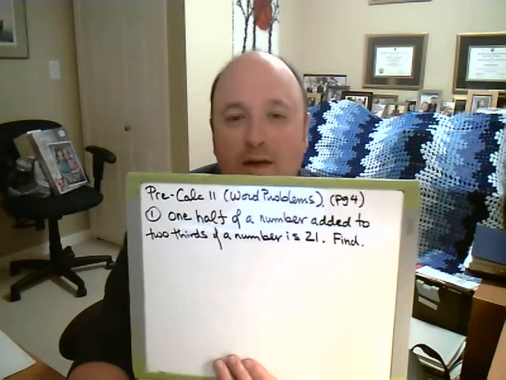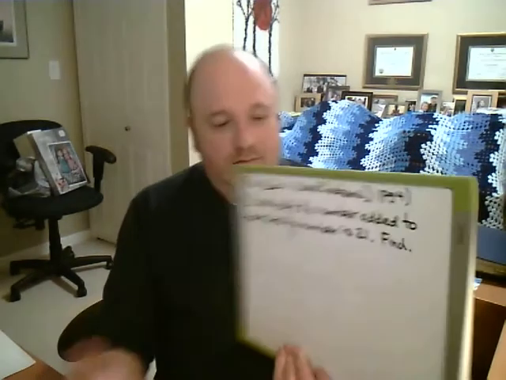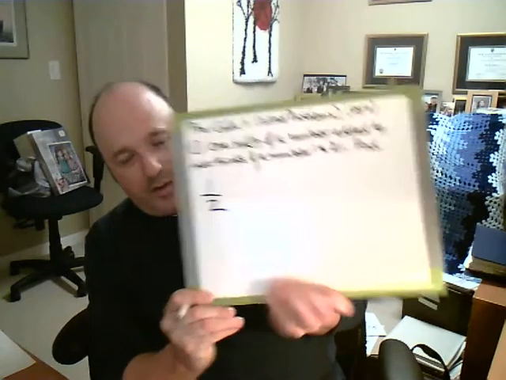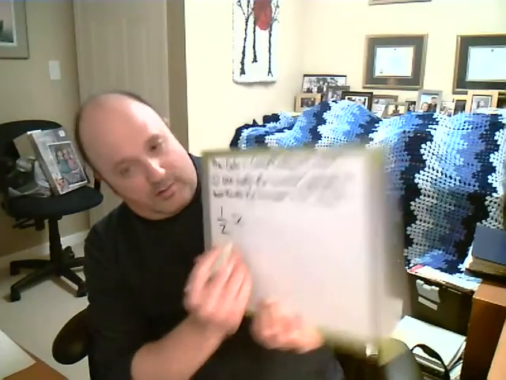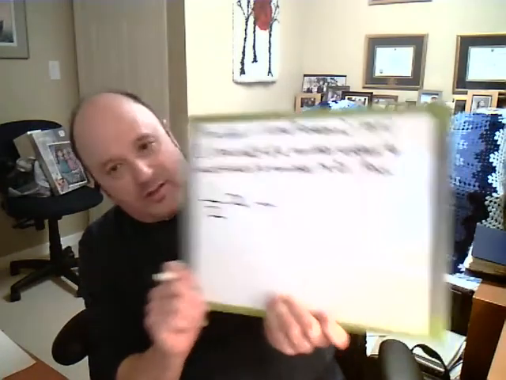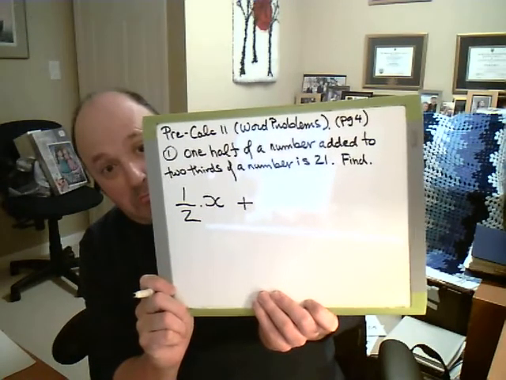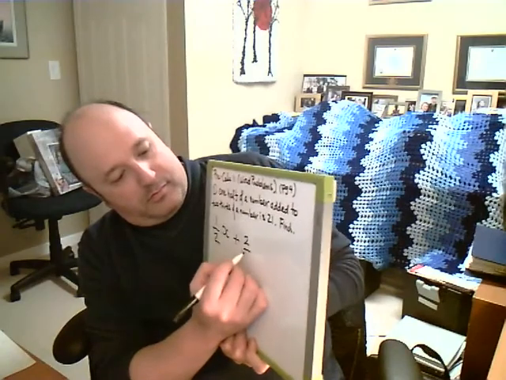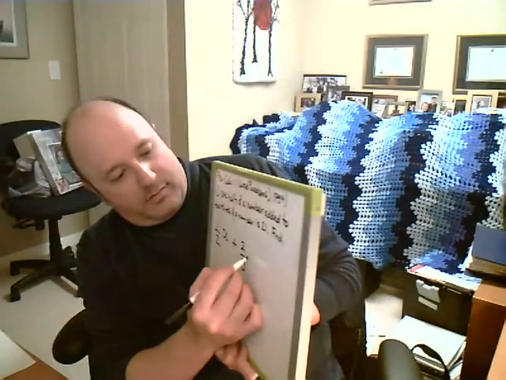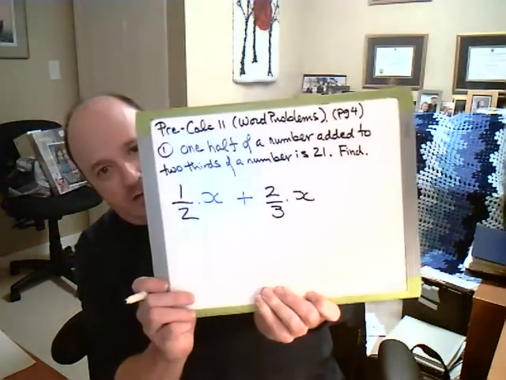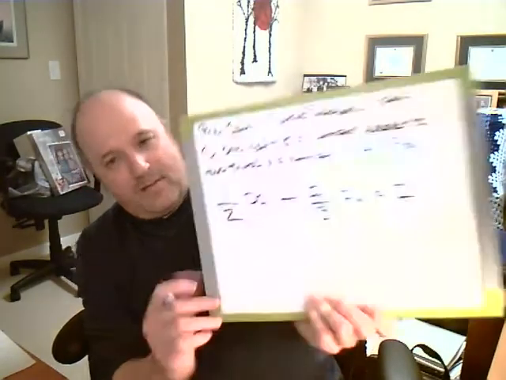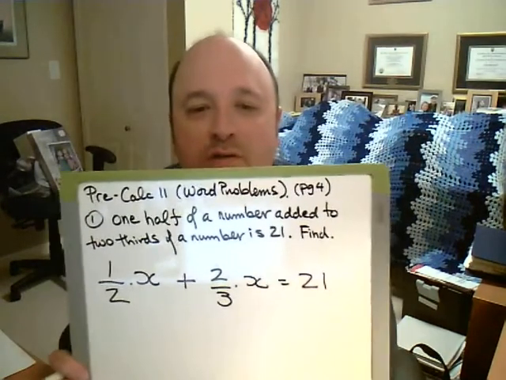So, 1/2 of a number. Well, 1/2, okay, 1/2 of a number times x, right, plus 2/3 of a number is, that's equals, right, 21. So, that's what the question looks like when you write it out in algebra.